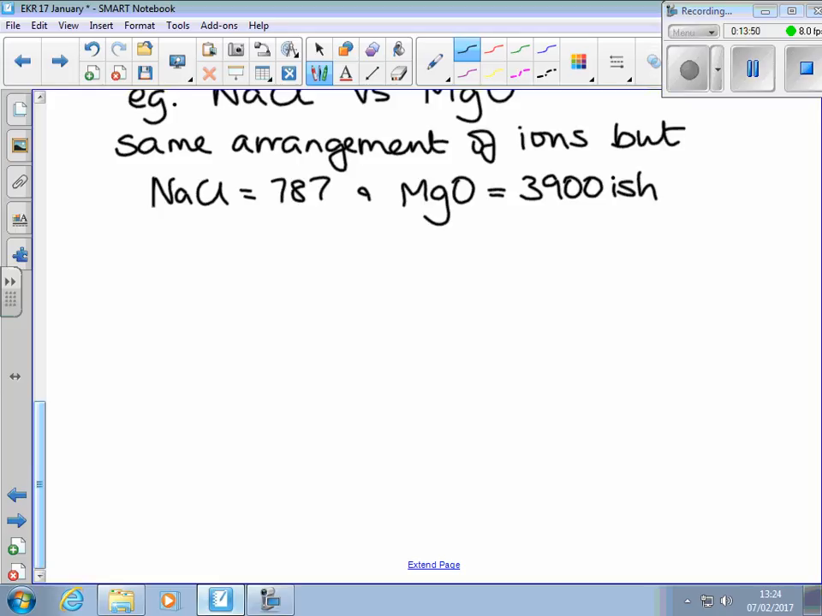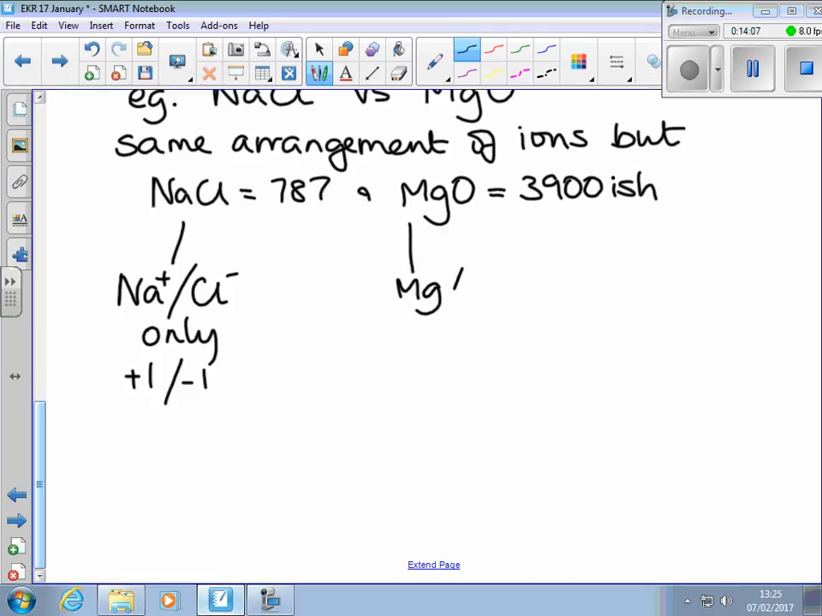So what you've got here, the sodium and the chlorine, only 1 plus, I should have put 1 plus and 1 minus, whereas the magnesium, you've got 2 plus, 2 minus. So here, the greater charge that you've got, you're going to get this difference in attraction. So greater attraction between the 2 plus and the 2 minus.